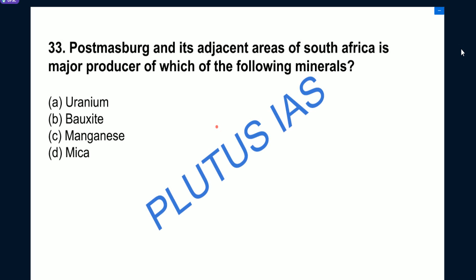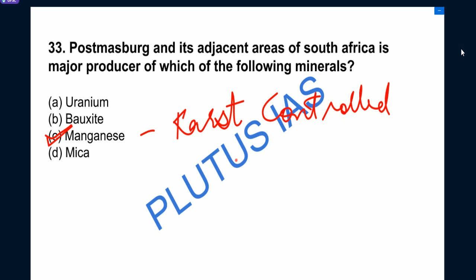Next question. Pietermaritzburg and its adjacent areas of South Africa is major producer of which of the following minerals? Okay, then this area is famous for manganese fields. This was also slightly on the harder scale. This Postmasburg manganese fields are ancient karst controlled manganese ores. Okay, karst controlled manganese ores.